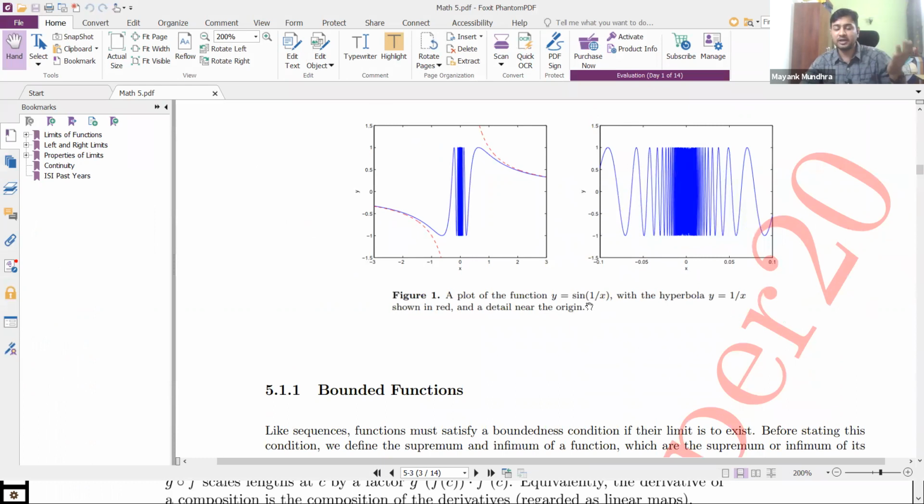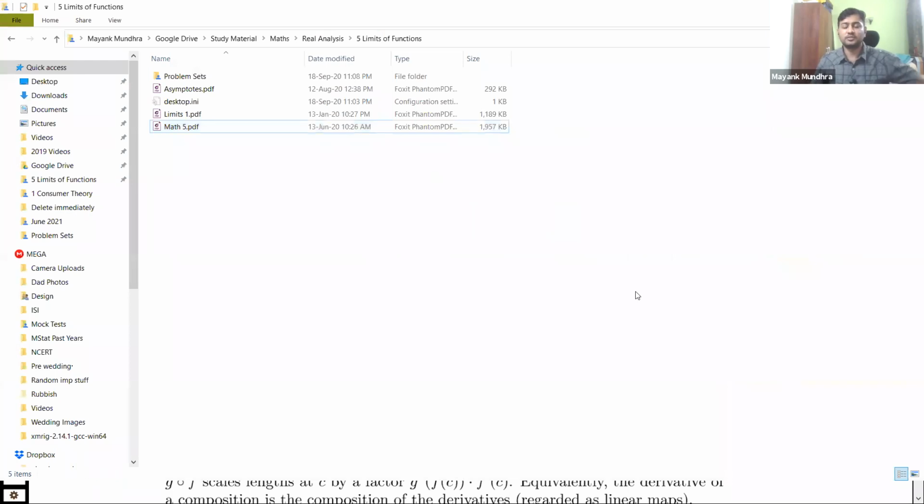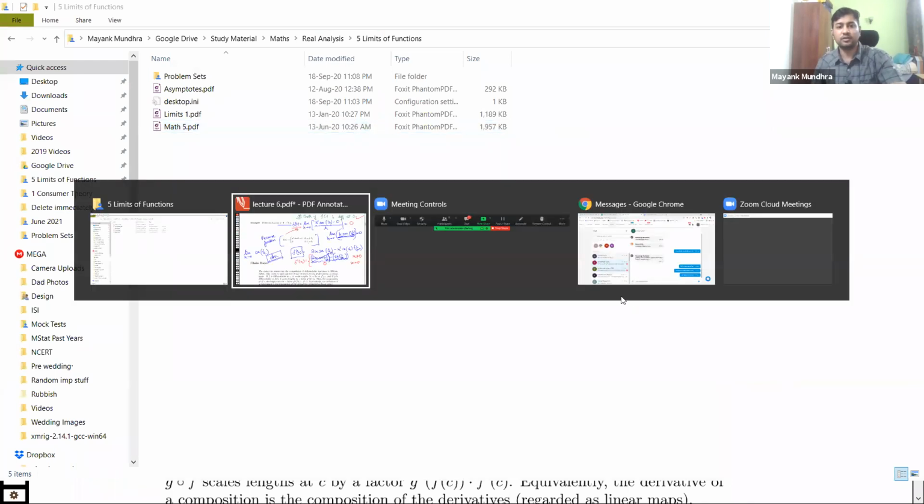Okay, we did sine 1 by x. So I convert sine to cos, nothing changes, right? It is an oscillating function like this. It keeps oscillating and this limit does not exist. Okay, we did this graph. So you should be getting it. You should have got it.